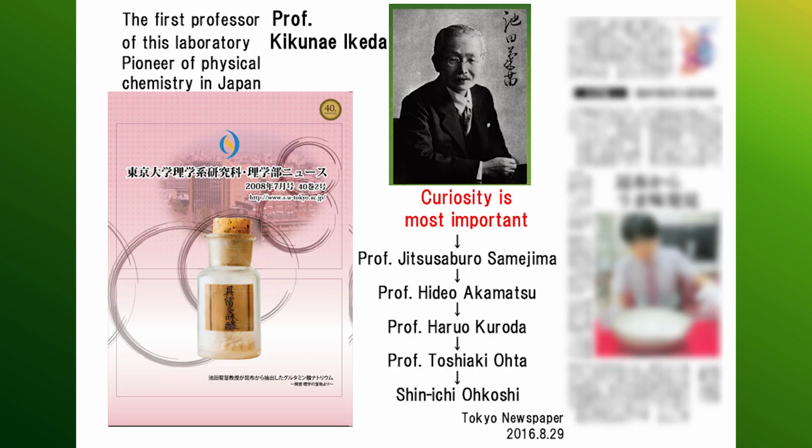The first professor of our laboratory, which was named the first course of chemistry at that time, more than 100 years ago, was Professor Kikunae Ikeda. Professor Ikeda is said to be the pioneer of physical chemistry in Japan. Professor Ikeda went to Germany as a government-sponsored researcher and joined a laboratory headed by Professor Wilhelm Ostwald, a German Nobel Prize winner in chemistry. Professor Ikeda learned physical chemistry there and brought it back to Japan, which is why he is said to be the father of physical chemistry in Japan.